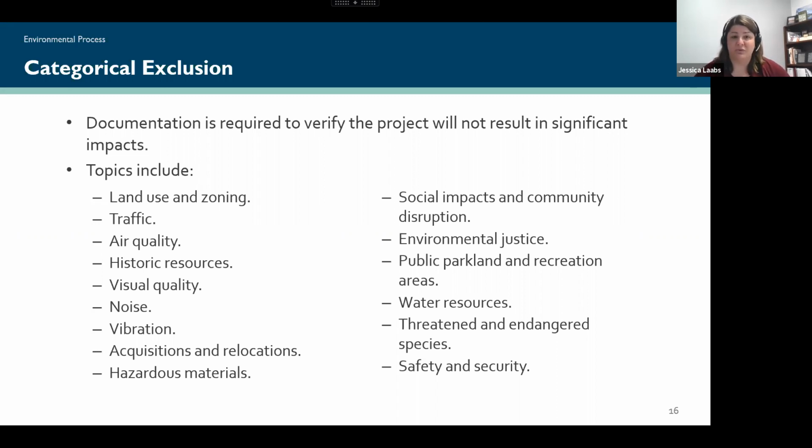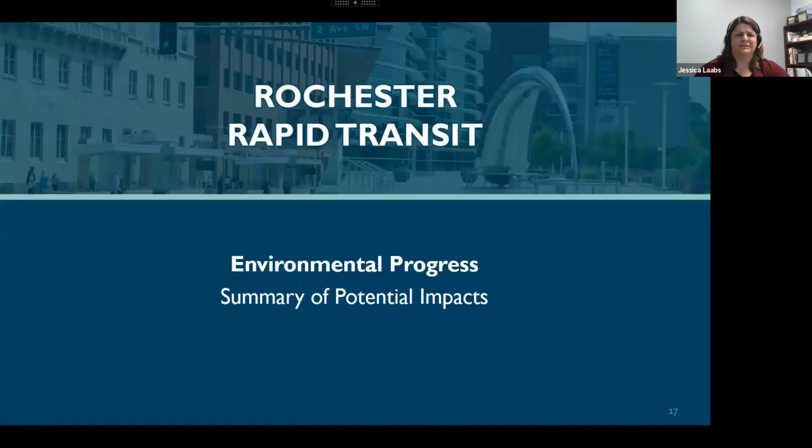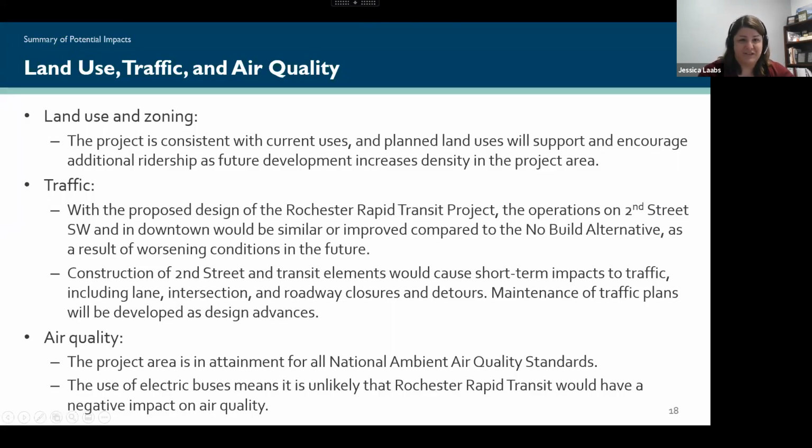And I'm gonna just walk through next where we're at in the assessment of these different topics. So Alicia, you can go to the next slide. And I just wanna say here too that these are preliminary findings. So we have a draft categorical exclusion prepared for the project, working really closely with the engineering team and with the city. But our document has not been reviewed by the Federal Transit Administration or other agencies yet, because there are still some engineering elements that are being worked out that we want to make sure we have that full definition captured in our document. So what I'm going to share with you today is preliminary findings, and we're happy to take questions on those too.